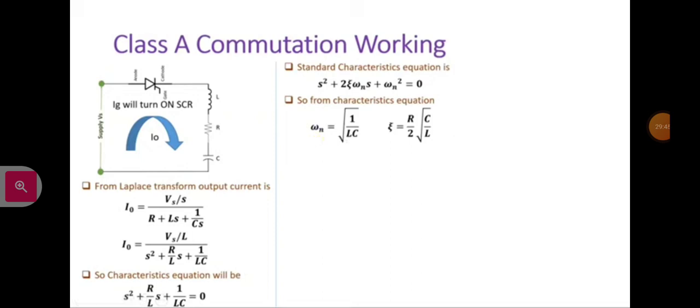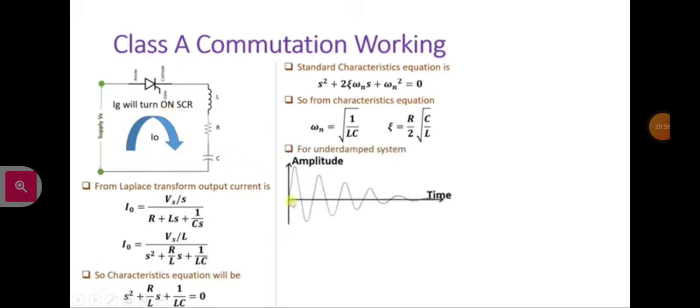Now see, to understand stability, we need to have an underdamped system. For an underdamped system, you will observe the oscillation amplitude decreasing with respect to time. Then one can say this system is stable. And here this LC oscillation, that is the underdamped system that we are considering.